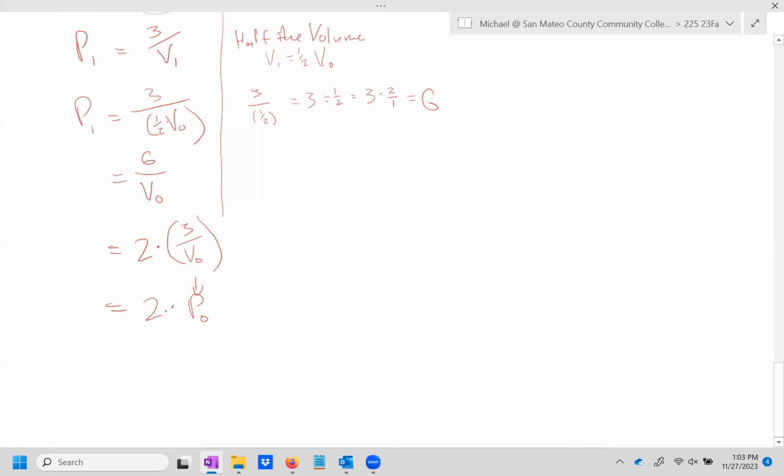P0? The pressure doubles. You get twice the pressure. Half the volume means twice the pressure. That's a direct result of the inverse variation relationship. It means that if I take something and make it smaller, but I keep the same amount of gas inside, the pressure goes up.